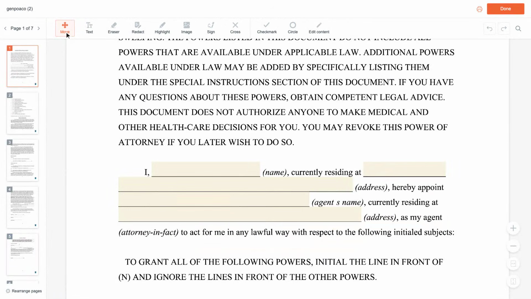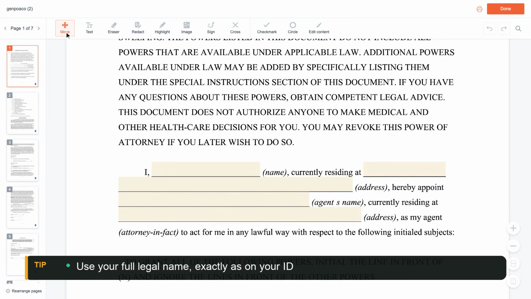Let's fill out the Colorado General Power of Attorney together, the document that lets someone you trust handle your money and property. Start with you, the principal. Type your full legal name and where you live. Use your full legal name exactly as it appears on your ID, so there's no doubt who signed.